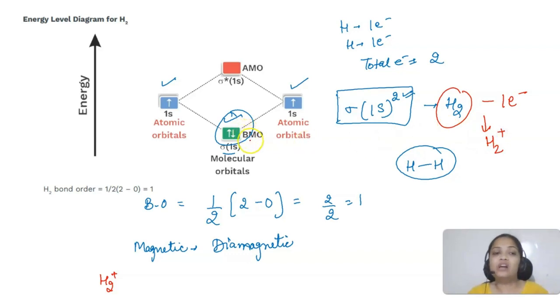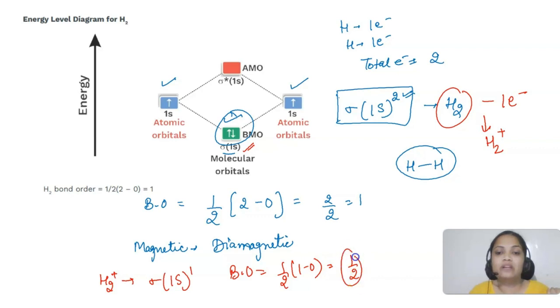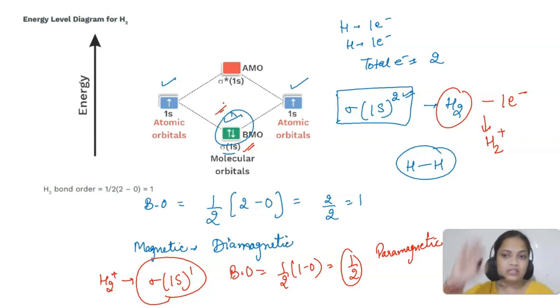अब वो one electron कहाँ से जाएगा? It will go from sigma 1s only. So the configuration will be sigma 1s1. So bond order will be half into 1 minus 0. So bond order क्या आ जाएगा? 1 by 2, and it will be paramagnetic, because only one electron is there and that is unpaired. So H2 plus means one electron has been removed, and that will be removed from the highest energy occupied molecular orbital. Okay. So all these things I have discussed here in detail.